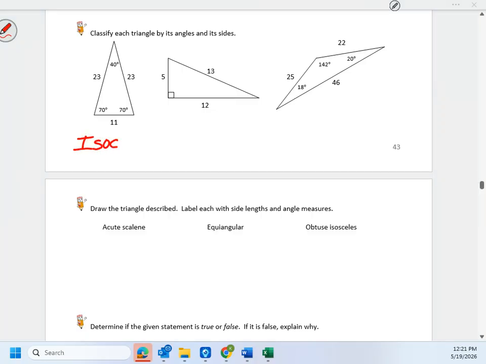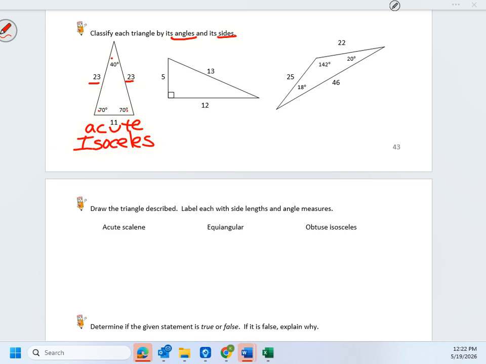Yep, it is isosceles because I have two sides that are congruent. So that's its side name. I also have to give its angle name. So what would its angle name be? Joe? Yeah. All three angles are acute, but they're not congruent, so it's not equiangular. It's got to be an acute isosceles triangle.